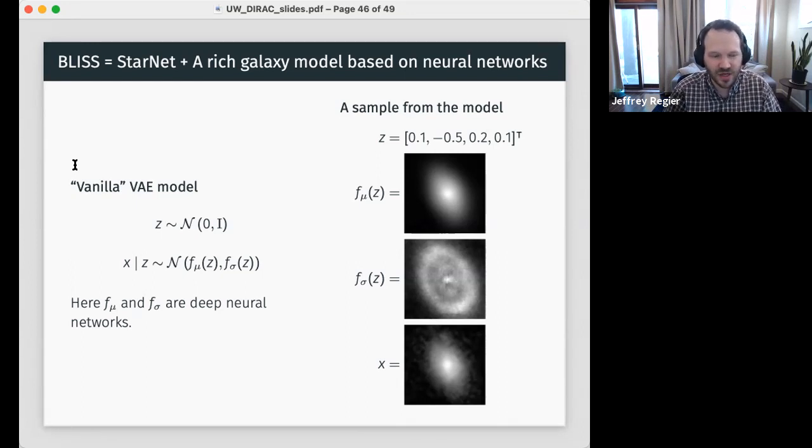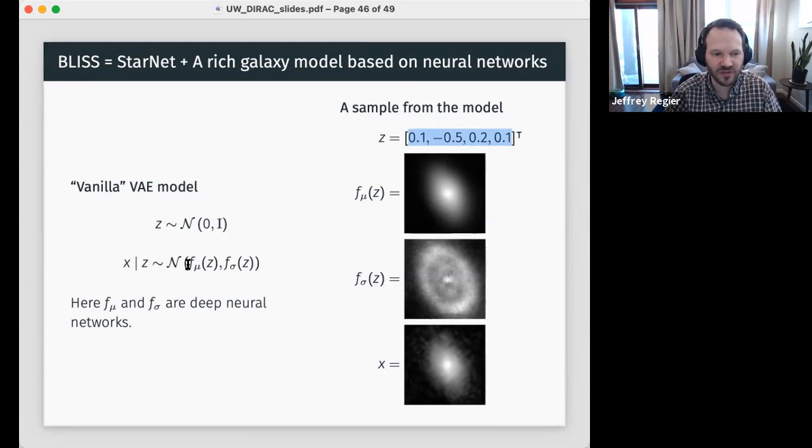The galaxy model is quite simple in terms of its probabilistic structure. There are just these latent variables z, low dimensional. You might think of there being 4. We use more than 4, but this is the rough idea. And then the data x given z is also normally distributed.